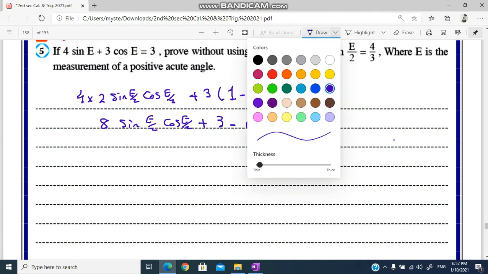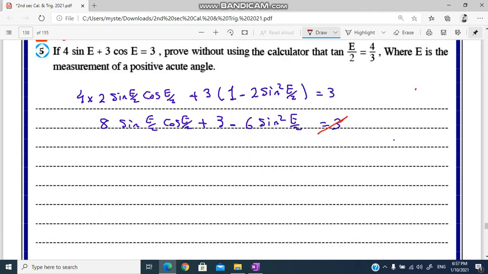So 3 cancelled with 3. So the remainder here is 8 sine θ/2 cosine θ/2 minus 6 sine² θ/2. Take 2 sine θ/2 as a common factor. The remainder will be 4 cosine θ/2 minus 3 sine θ/2 equals 0.